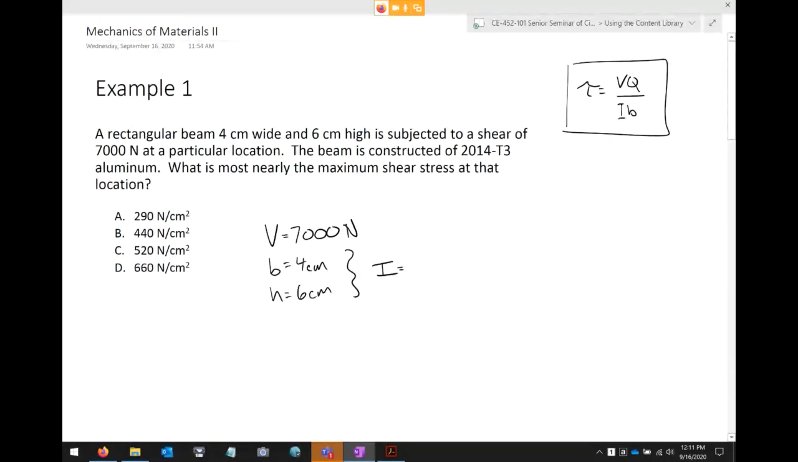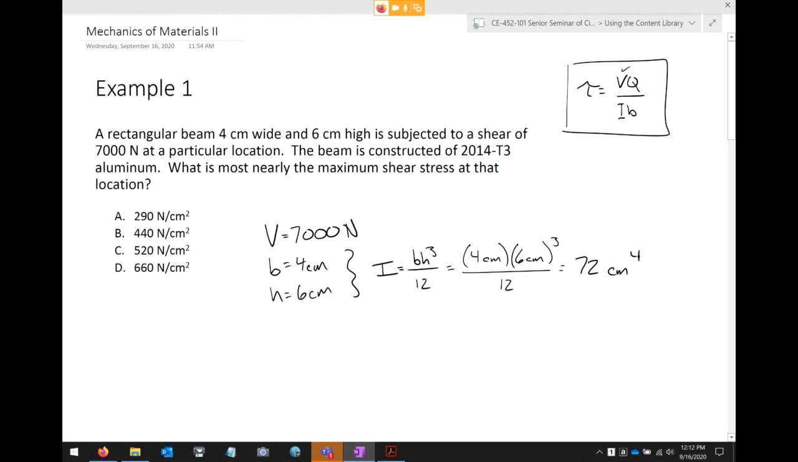So, pop quiz, what is the moment of inertia of a rectangle? Hopefully you remember that. BH cubed over 12. There we go, BH cubed over 12. So this is 4 centimeters times 6 centimeters cubed over 12, which is 72 centimeters to the fourth.